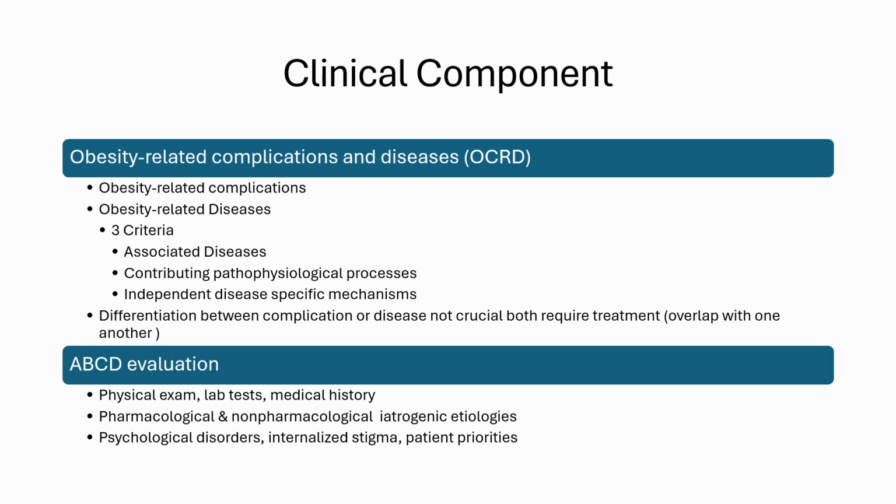When patients with ABCD are evaluated, the medical provider should review the patient's medical history, perform a physical examination, request laboratory tests, and possibly imaging and diagnostic testing. The provider will assess for iatrogenic etiologies due to medications, non-pharmacological iatrogenic causes, and possible genetic related causes. The provider should also assess the patient for psychological disorders, internalized stigma, and discuss cultural beliefs and priorities.